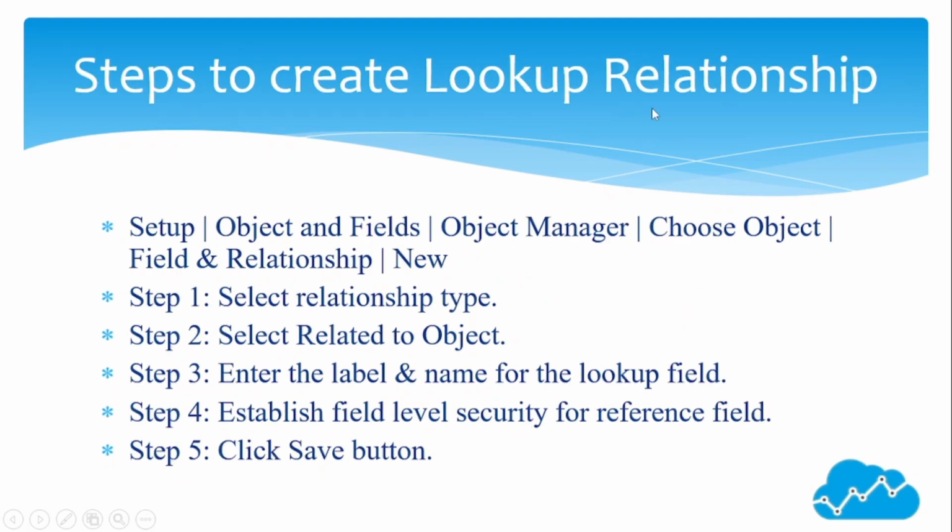So the steps to create a lookup relationship: setup, objects and fields, object manager, choose the object, fields and relationship, click the new button. Step 1, select relationship type. Step 2, select related to object. Step 3, enter the label and name for the lookup field. Step 4, establish field level security for the reference field. Step 5, click on the save button.